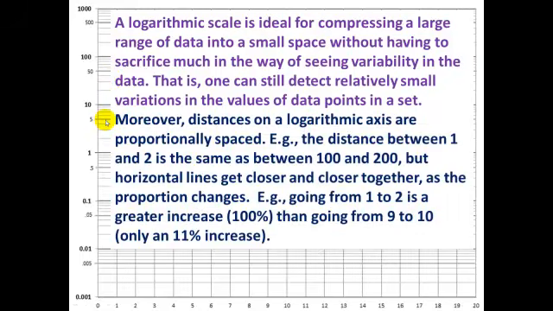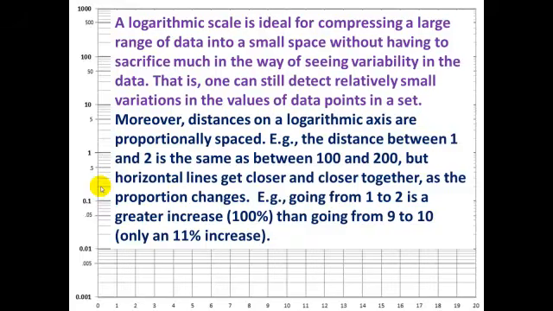Moreover, the distances on a logarithmic axis are proportionally spaced. So for example, the distance between 1 and 2 is the same distance as between 100 and 200. You see, from 1 to 2, notice this space, and then look at the space from 100 to 200. The exact same distance. Also, the distance between 10 and 20 is the exact same, and below, 0.1 to 0.2 is the same. As the horizontal lines get closer and closer together, the proportion changes.